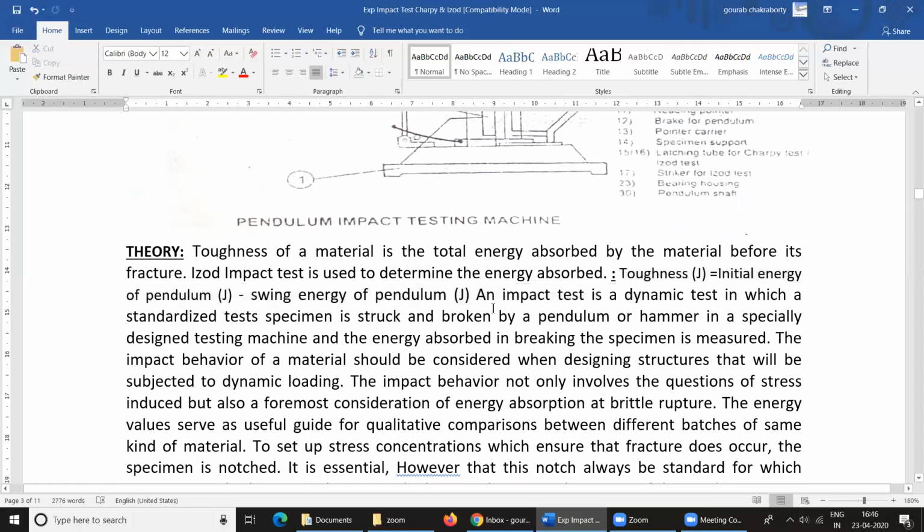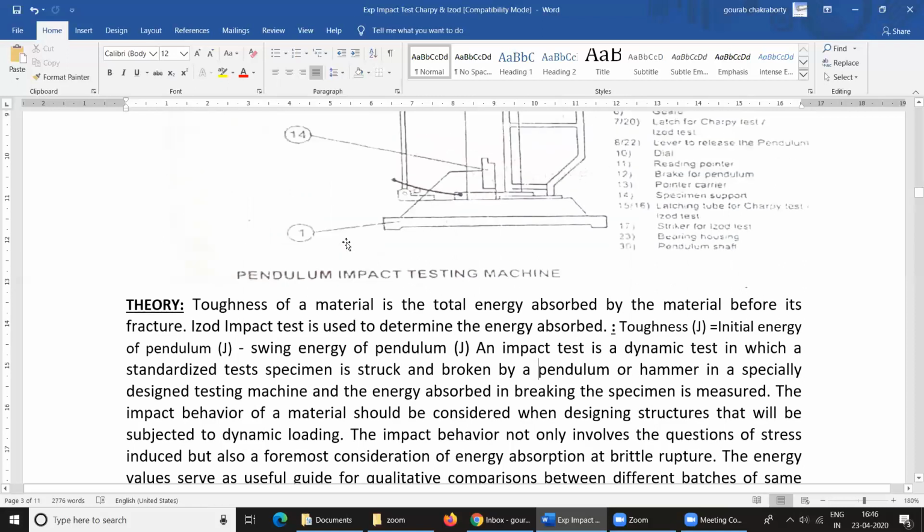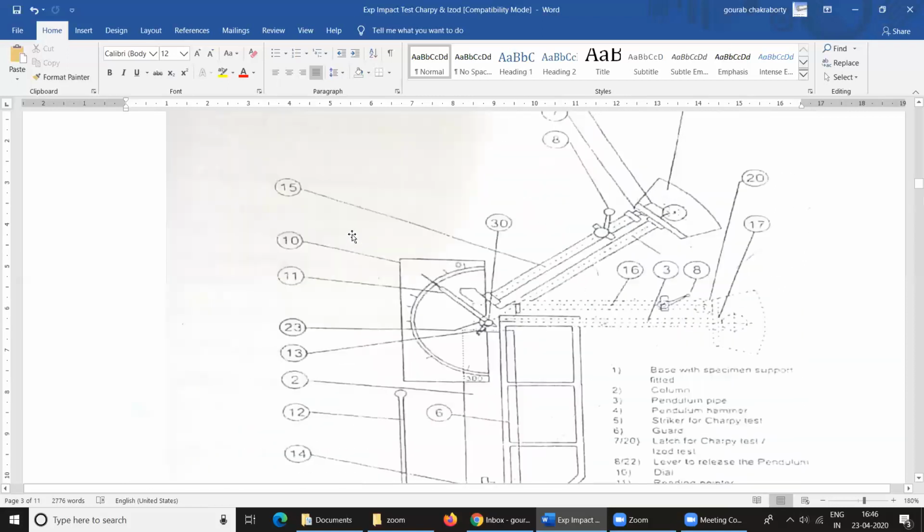So an impact test is a dynamic test in which a standardized test specimen is struck and broken by a pendulum or hammer in a specially designed testing machine, and the energy absorbed in breaking the specimen is measured. So this is the part of the IZOD testing, and please study well.